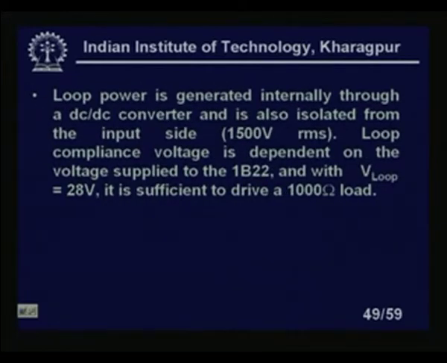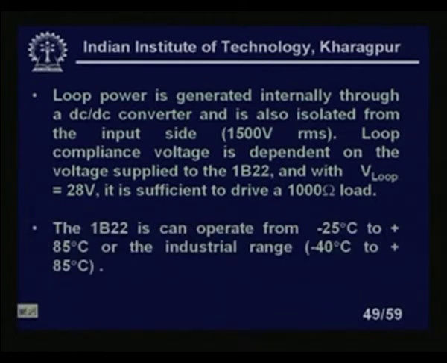The low power is generated internally through the DC-DC converter and is also isolated from the input side, which is 1500 volt RMS. Loop compliance voltage is dependent on the voltage supply to the 1B22 chip, and with V loop equal to 28 volt, it is sufficient to drive a 1000 ohm load.